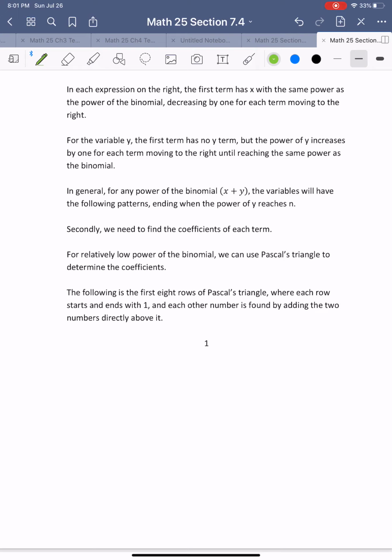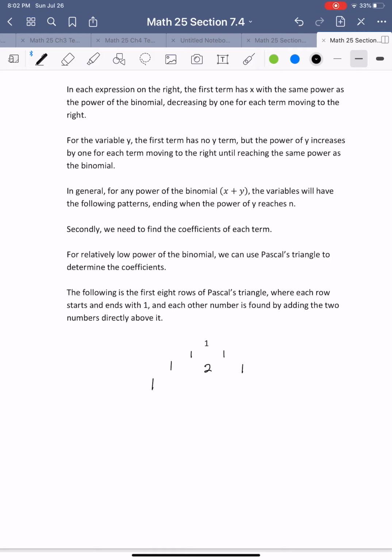Secondly, we need to find the coefficient of each term. For relatively low powers of the binomial, we can use a Pascal triangle to determine the coefficients. The following is the first 8 rows of the Pascal triangle, where each row starts and ends with a 1, and each other number is found by adding the two numbers directly above it. So I'll show you how to get it. Starting with the 1, put down 1, 1, and the outside number is always a 1. To get the middle number, add this 1 and 1 together. So 1 plus 1 is 2, and I want you to put that down here. And then you get 1.